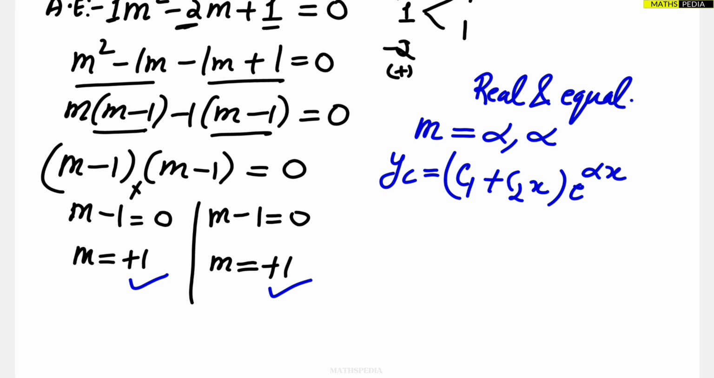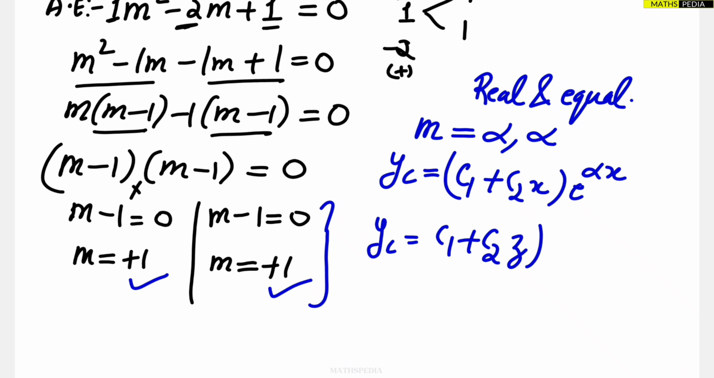But here remember that the variable is z, so you have to consider the yc value for this particular thing as c1 plus c2 into z into e power alpha. In place of alpha you will put 1, so it will be 1z, or simply you can write it as z. Okay, this is the yc value.